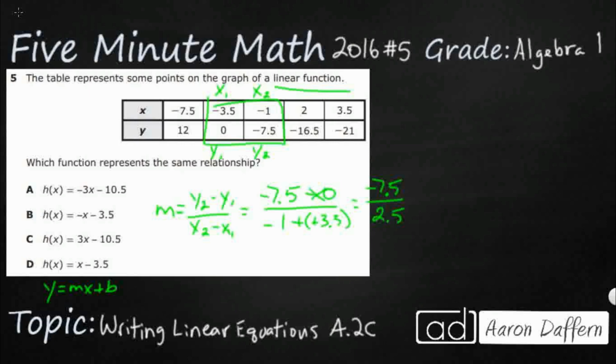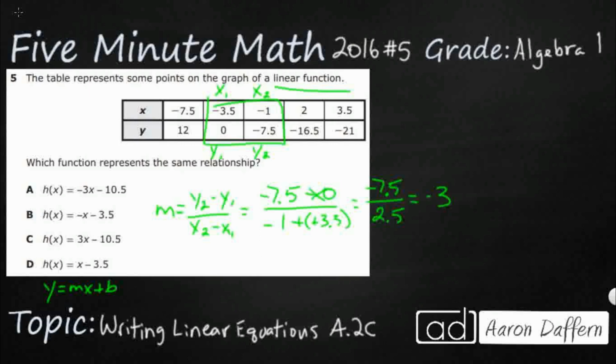So negative 7.5 over 2.5, think of 75 and 25. Well, 3/4 is 25 cents times 3 is 75 cents. That's like 3/4. So that's actually just going to end up being negative 3.